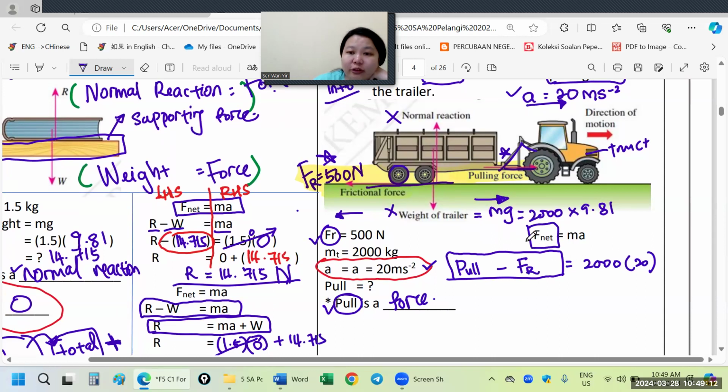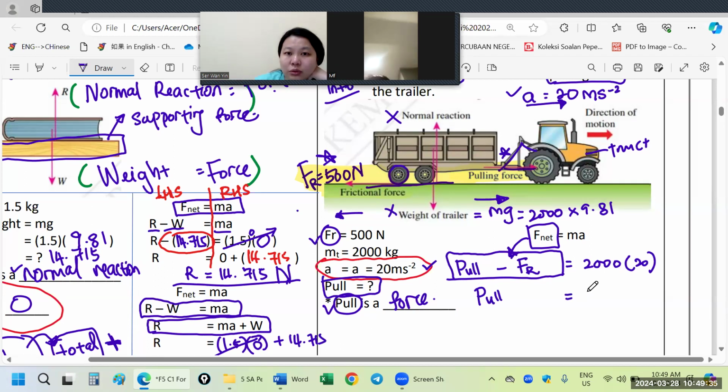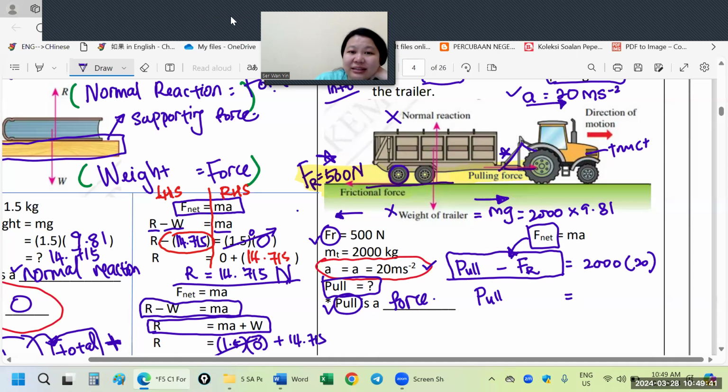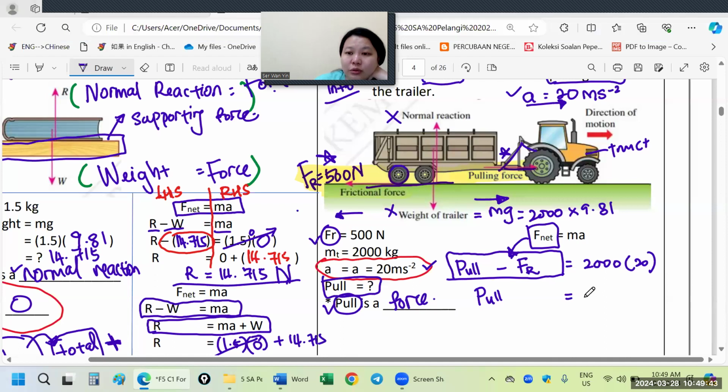So let's remember, net force means here we have two forces. Net force means two forces minus each other. Understand? Two forces minus each other. So pull we don't know. So we say pull force minus friction. Friction is 500, equals 40,000.